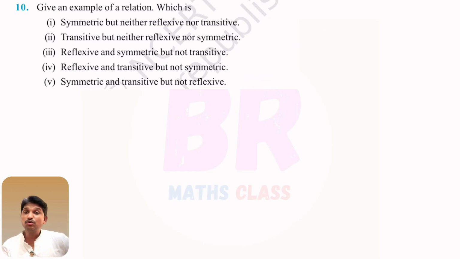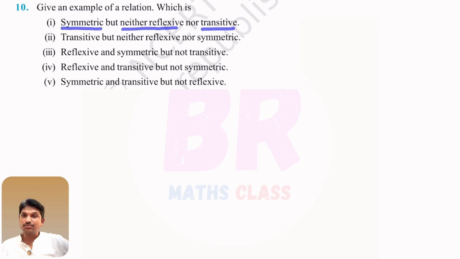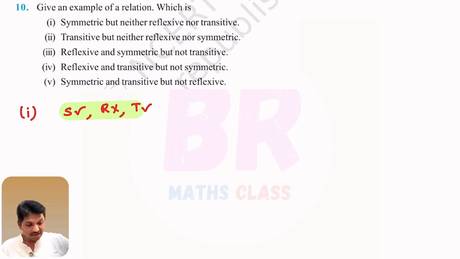Here, from person to person, answers will vary. You observe what they are asking in the question. Give an example of a relation. They are asking you to give an example of a relation that is symmetric but neither reflexive nor transitive. You need to give an example which is symmetric, not reflexive, not transitive. Just keep in your mind what example you are trying to give.